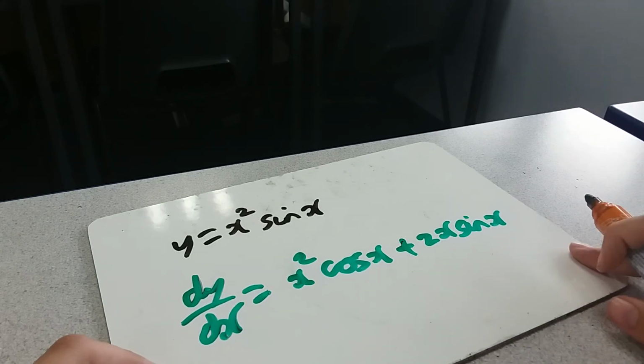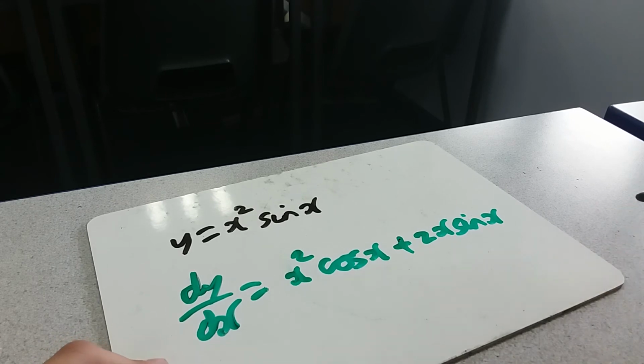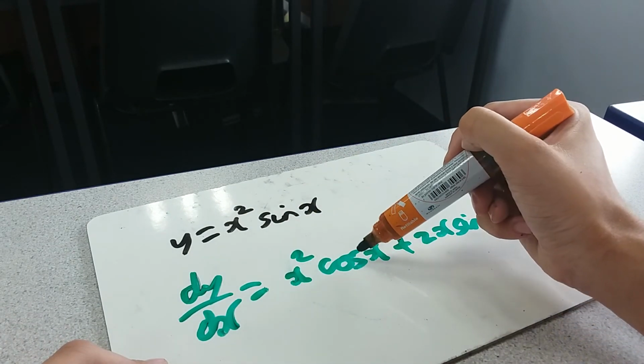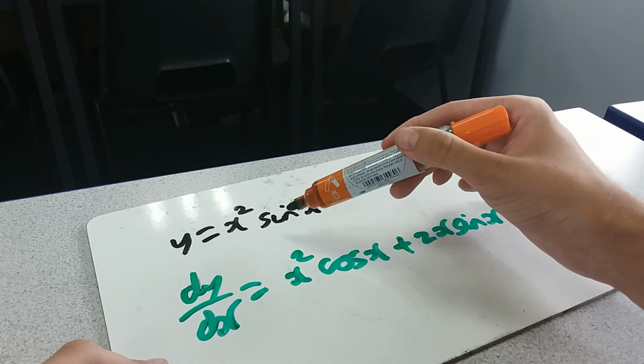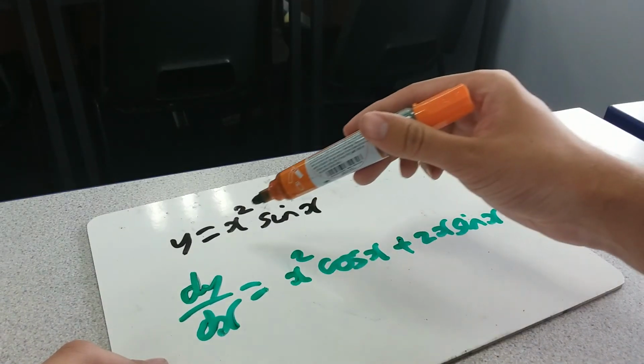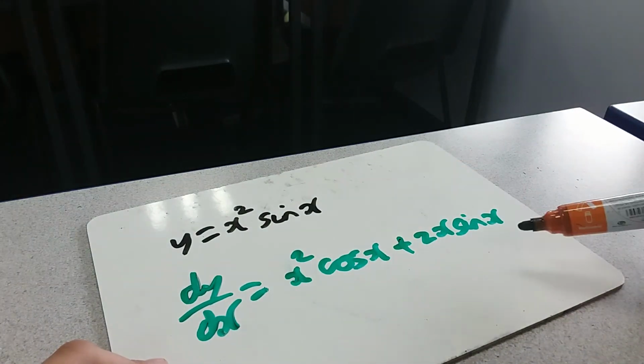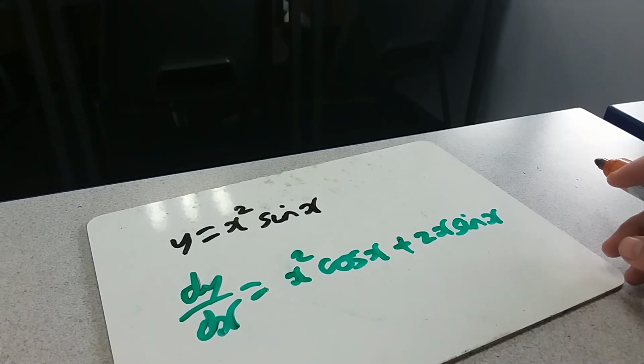Okay, here's the answer. I haven't bothered writing down u and v, but I kept u the same and differentiated that one to get cos x, and then I kept that one the same and I differentiated this one. If you wrote out the u's and the v's, you should get the same thing. Right, cool.